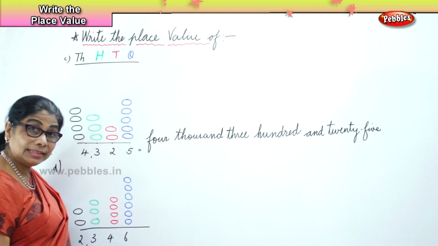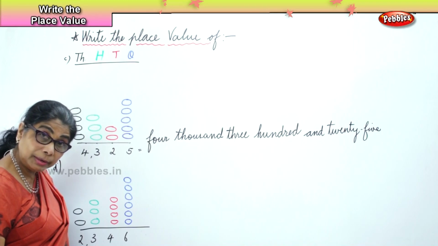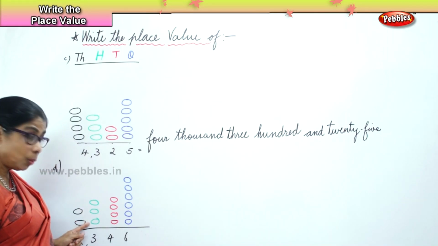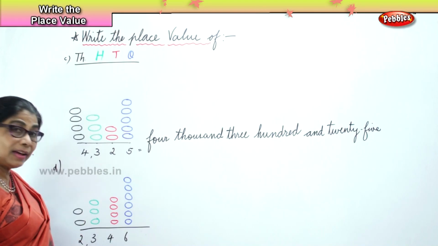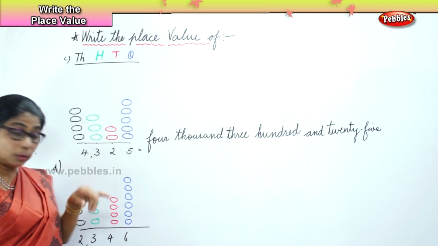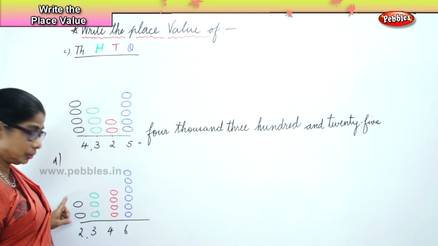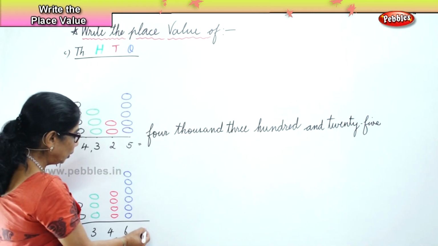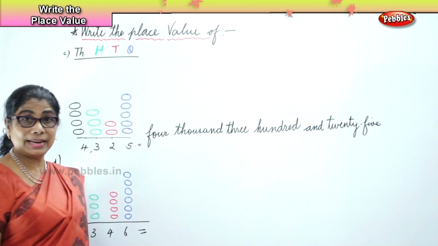The 3 is in the hundreds place and each bead should be 100. How many beads should you draw? 3. 100, 200, 300. The 2 is in the thousands place and each bead is 1000. So how many beads should you draw? 2. 1000, 2000. Now we must write the name of the number.